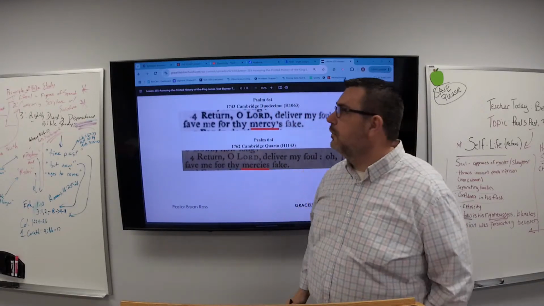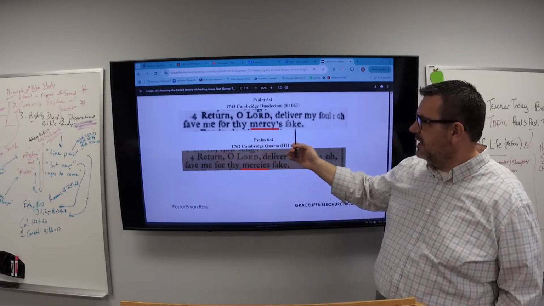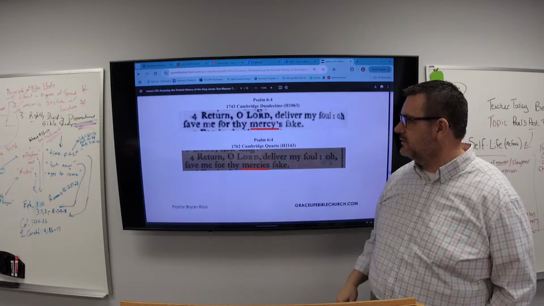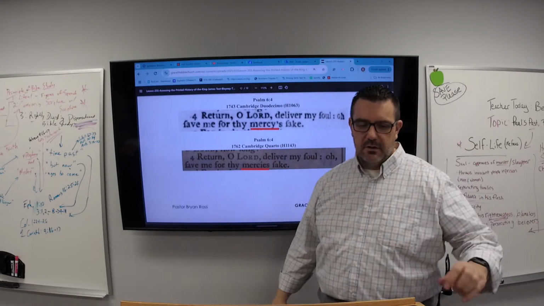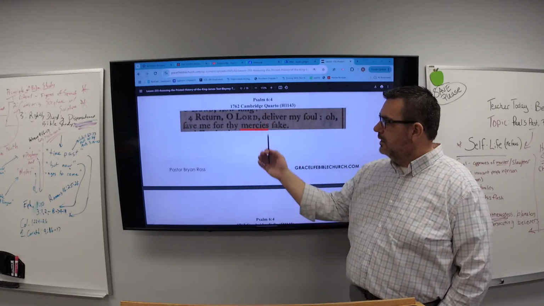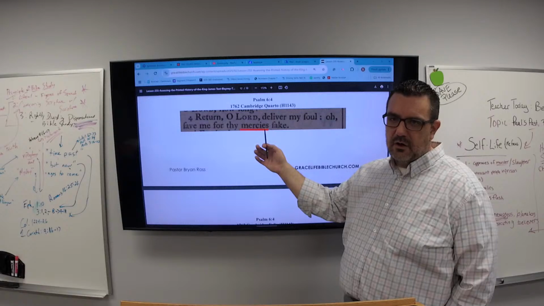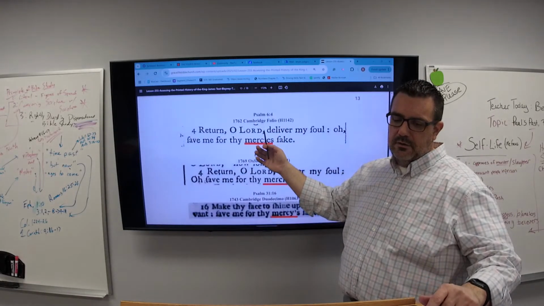Look at Psalm 6:4. Notice, "for thy mercy's sake." So this is 1743 duodecimo. Mercies is what? Apostrophe S. Look at 1762 Cambridge quarto. The apostrophe is gone. Okay? And the spelling is different.